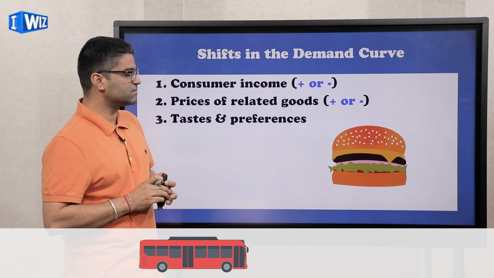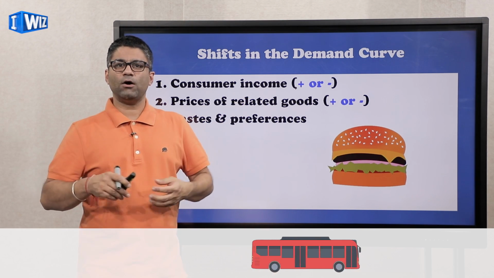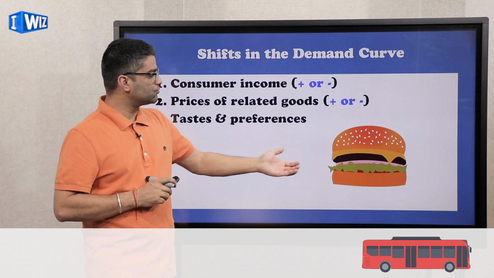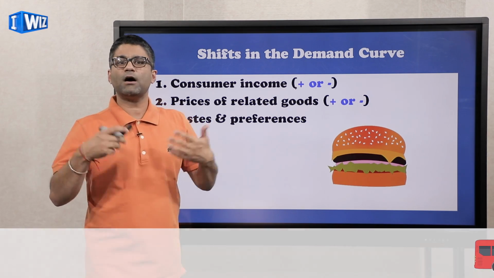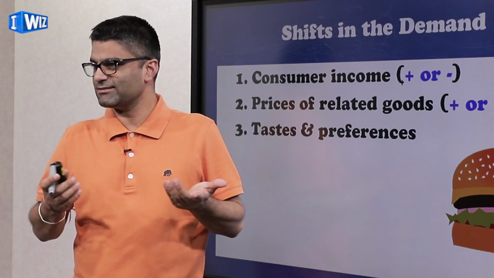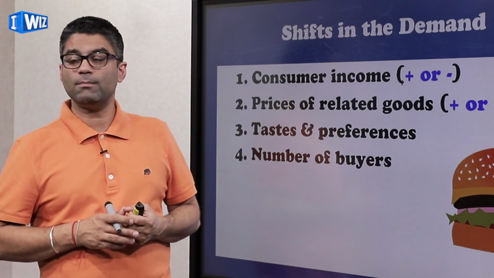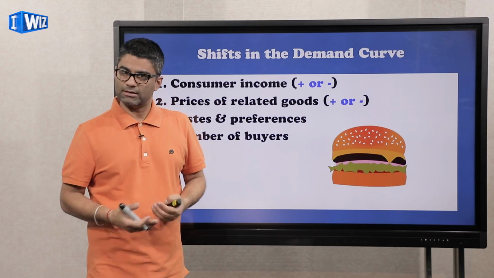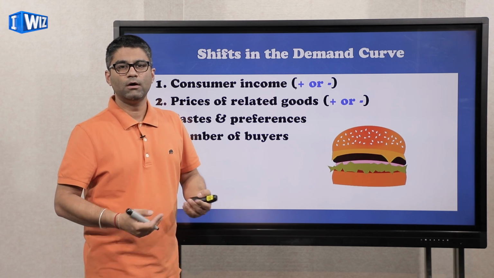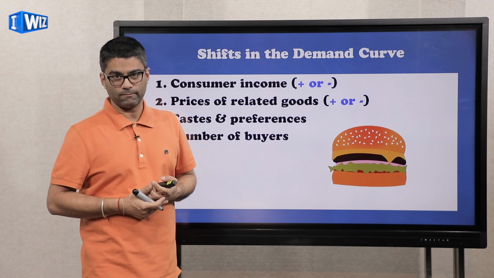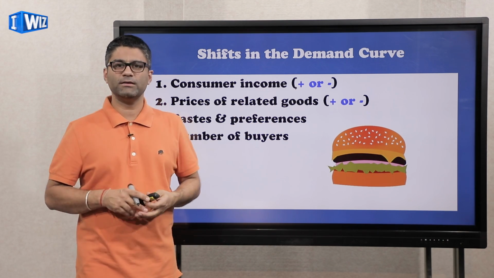The third thing is taste and preferences. So if for some reason consumers start to like the taste of burgers, then the demand for burgers will go up as well. Right? So that's nothing more than that. And the last thing is how many buyers there are. So if there are more people in a city or more people in a country, then there is going to be a higher demand for burgers than before.